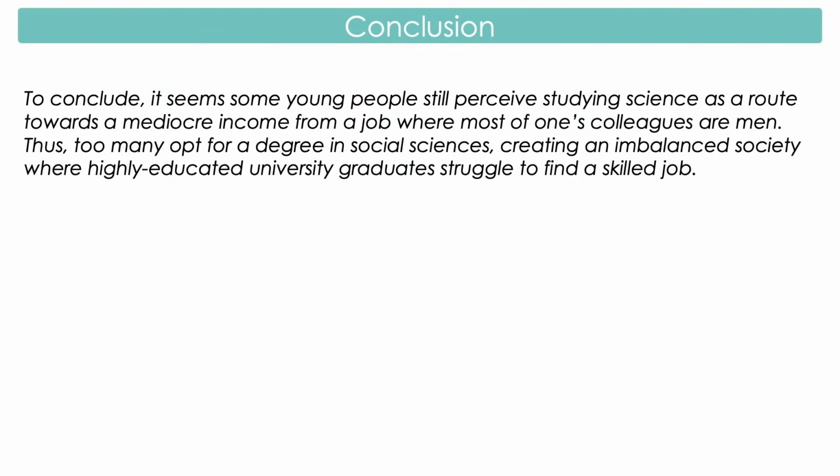Here it is. To conclude, it seems some young people still perceive studying science as a route towards a mediocre income from a job where most of one's colleagues are men. Thus, too many opt for a degree in social sciences, creating an imbalanced society where highly educated university graduates struggle to find a skilled job.